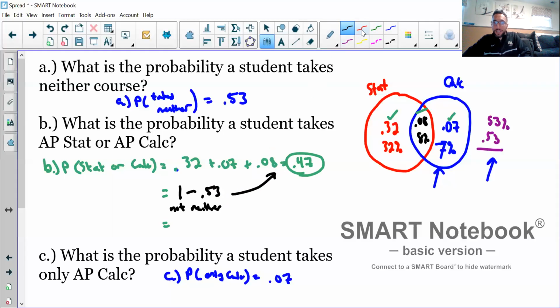Or we could go back to the type of thinking we used in the summer assignment, where we could take the total for stat plus the total for calc, but then we have to subtract that overlap so it doesn't get counted twice. Because when we add the total for stat, this 40% is including the 8%. This 15% is also including the 8. So the 8's getting used twice, with the 40 and with the 15. So we have to make sure we subtract that overlap. This is what we did with our two-way tables in the summer, and that also gives us that 0.47.